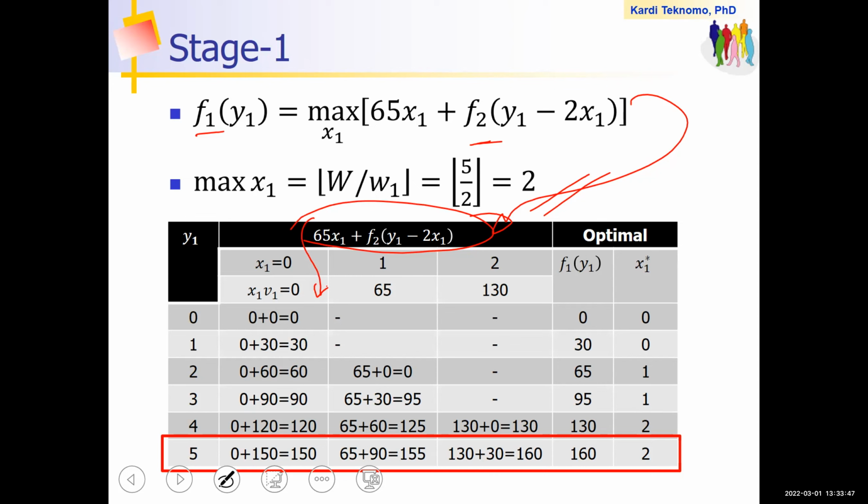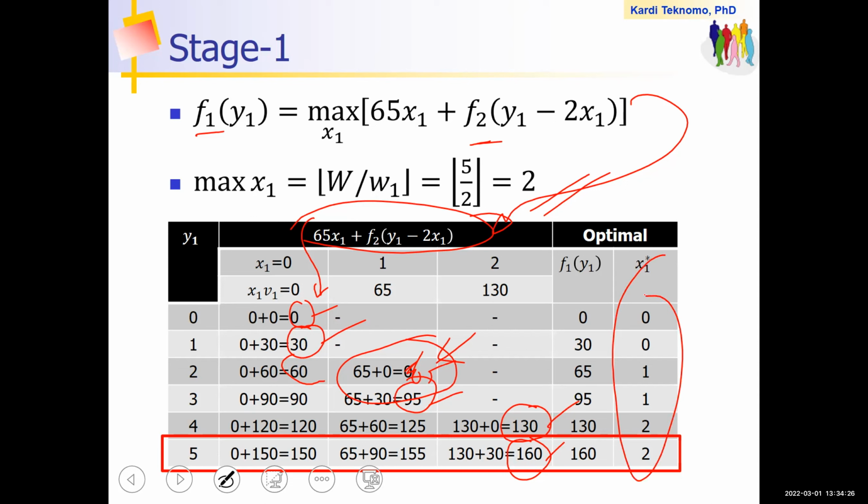What is the maximum for each row? 0, 30, 65. This is wrong, this is 65. This is 65, and then 95, 130, and then 160. When did it happen? It happened when x is 0. X is 0 again, this is 65. So when x is 1, this is when x is 1. This happened when x is 2. This happened when x is 2.